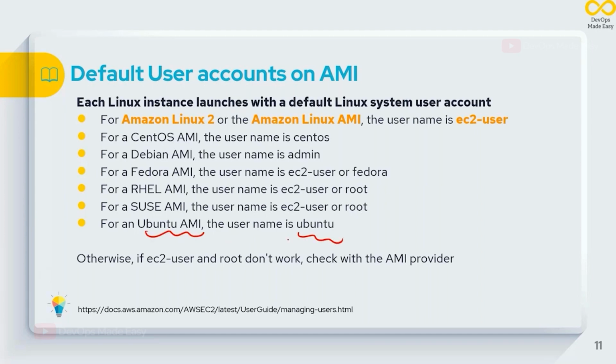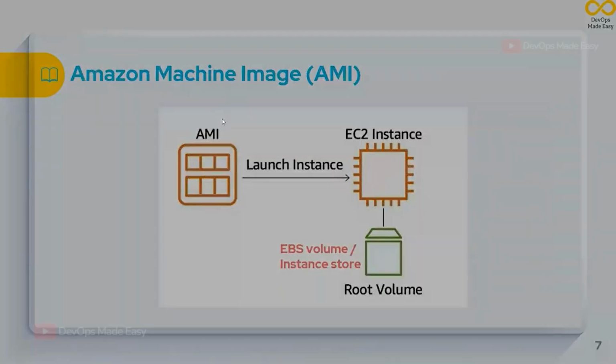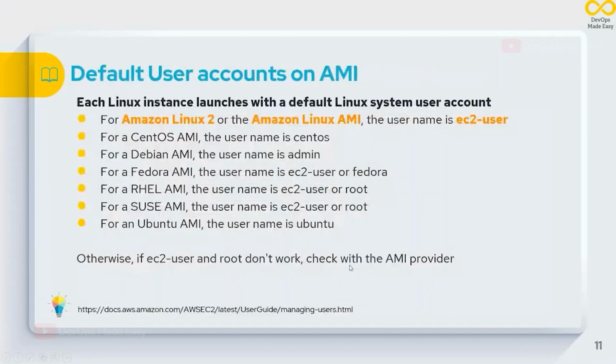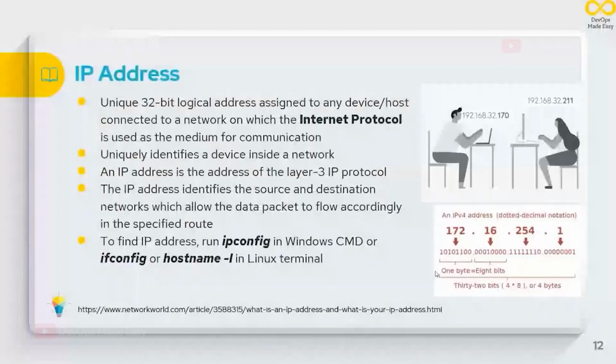Clear? Let's say you're using an AMI that is developed by someone else. If you have to know the default user account, you can see who is providing that AMI. In many scenarios they'll provide that information in the documentation itself. Right, clear guys? Any questions?